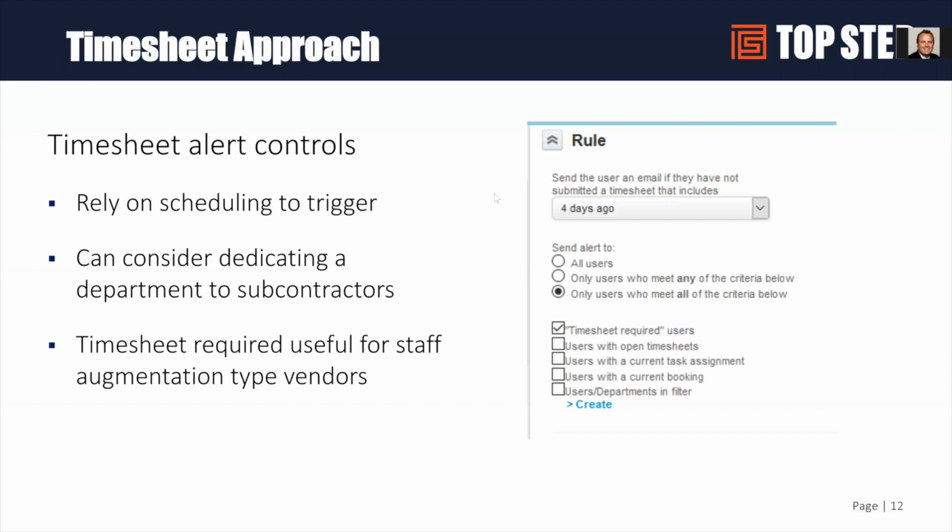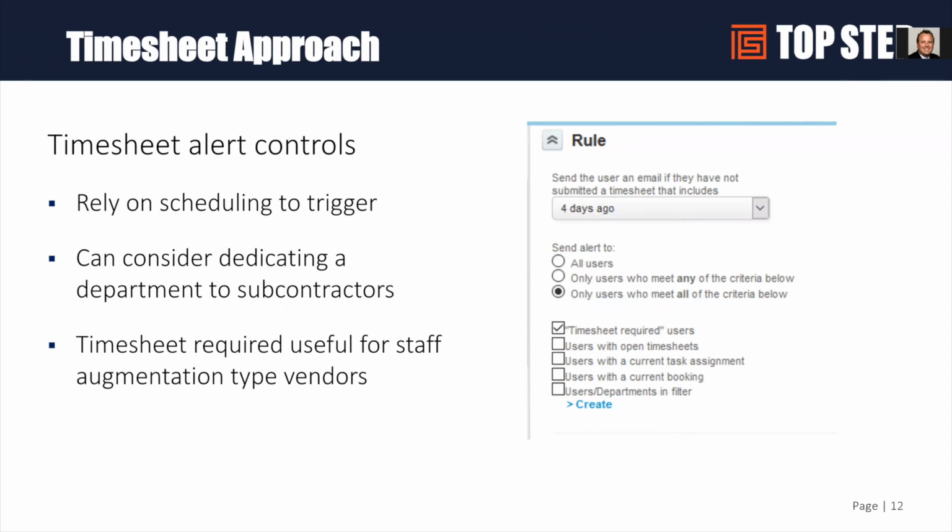As you probably know, you have the ability to set up custom timesheet alerts and schedule those to trigger based on the rules you put in. There's a couple of things you could do, let's say you wanted subcontractors not to receive those alerts. You could use the timesheet required checkbox on the user record, uncheck that, and only send alerts to those timesheet required users. That would then omit those alerts to the subcontractors.